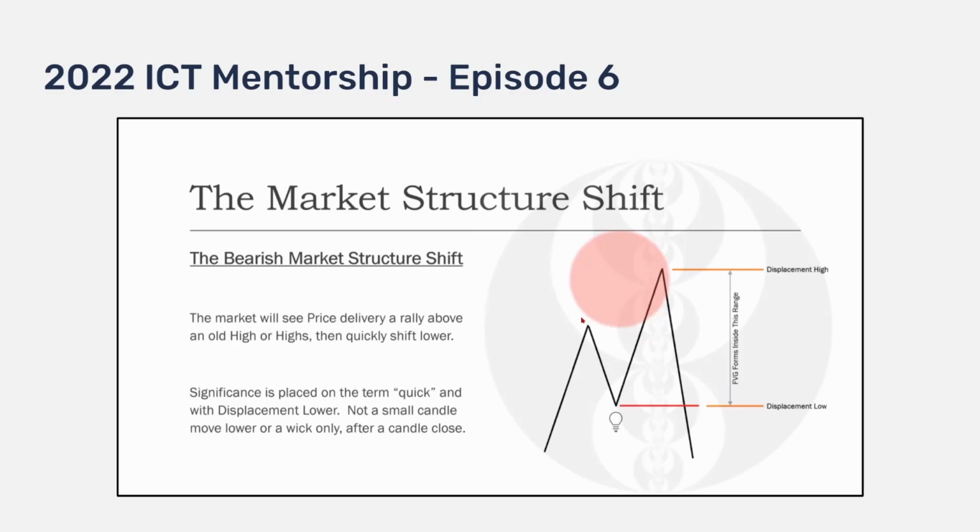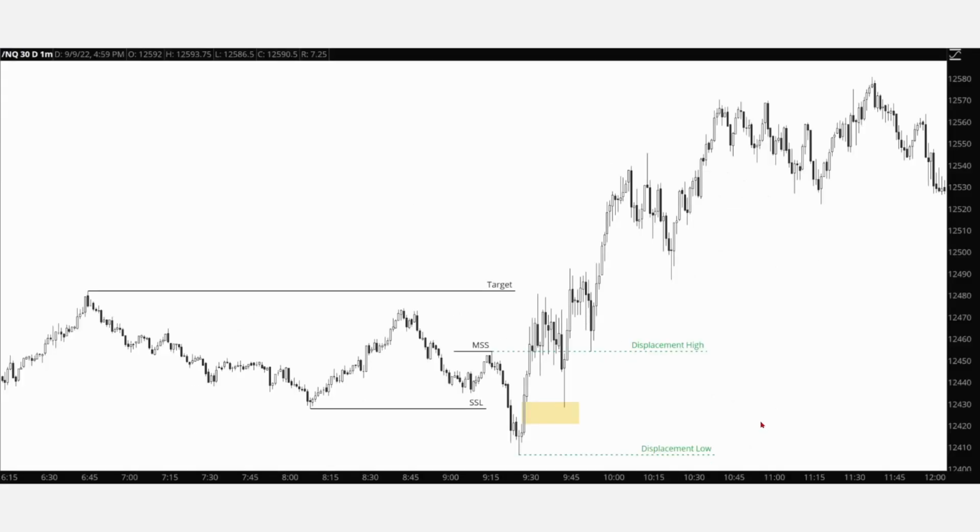It's when you see price deliver a rally above an old high, then shift quickly lower. And the term quick is the key word here. You don't want to see a very slight lower low with just a couple of wicks. You want to see a really energetic move with some displacement lower. And obviously the same is true for a bullish market structure shift, where you would want to see energetic displacement above an old high. So we're going to look at some examples here.